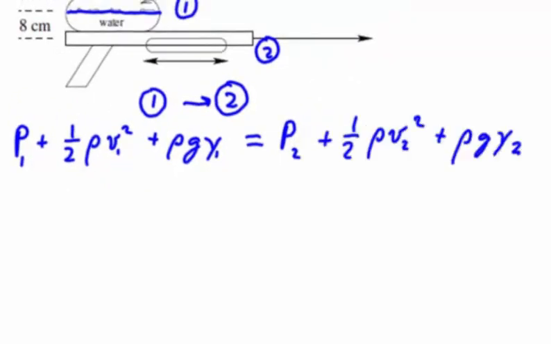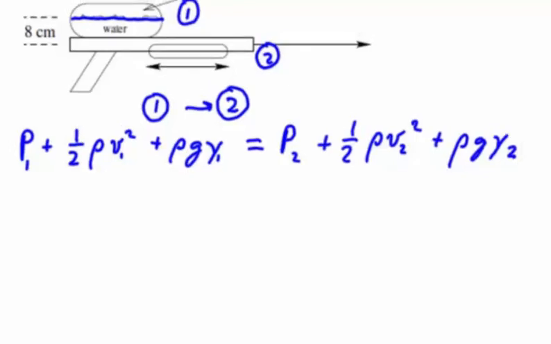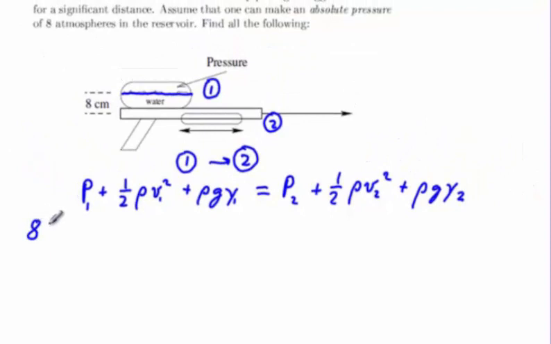We are told in the problem that at location 1, the absolute pressure is 8 atmospheres. We'll approximate an atmosphere to be 100,000 pascals, so 8 atmospheres is 800,000 pascals. We're also told in the hint that we should neglect the velocity at location 1, and we'll do so, leaving the only other non-zero term at location 1 to be the density of water, which is 1,000 kilograms per cubic meter, times g times the height at location 1, which is 0.08 meters.